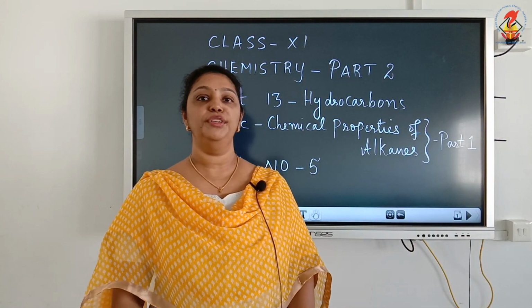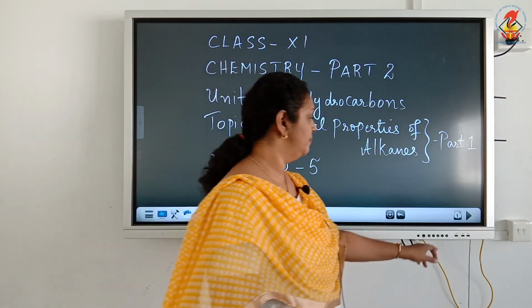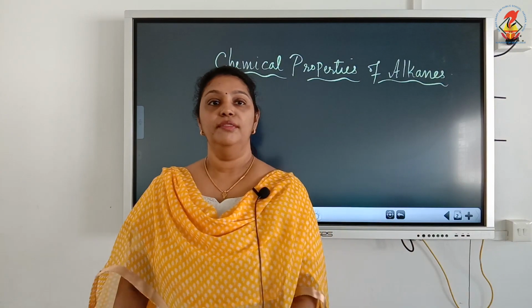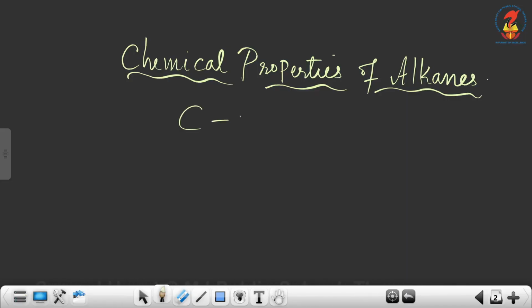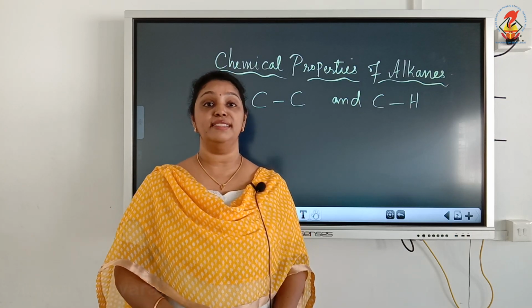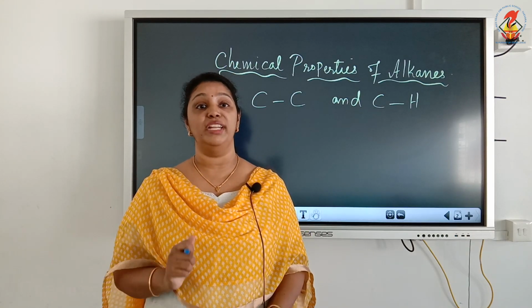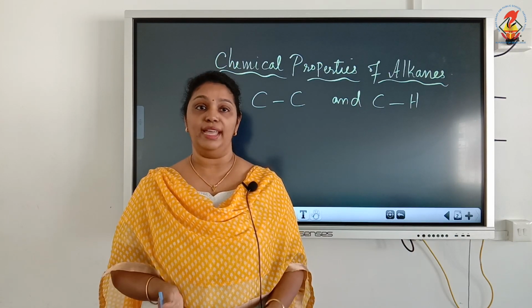In this video, we are going to see about the chemical properties of alkanes. We know that alkanes contain C-C single bonds and C-H single bonds, and these bonds are very strong. So, these alkanes are less reactive.